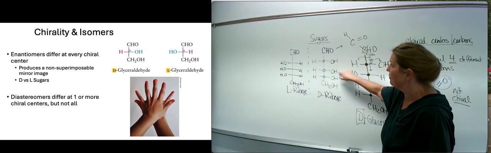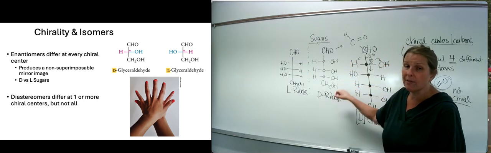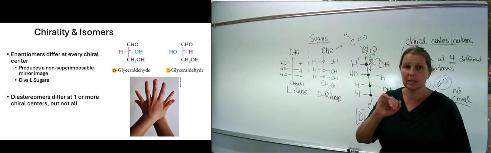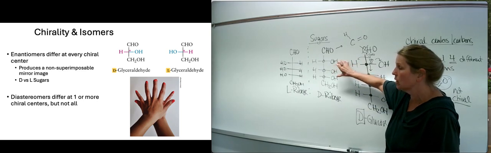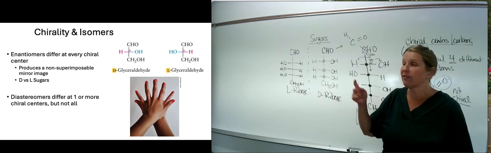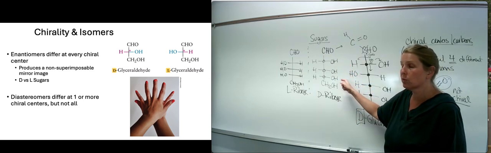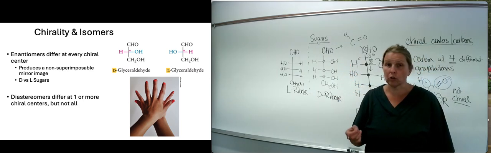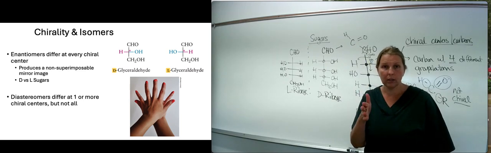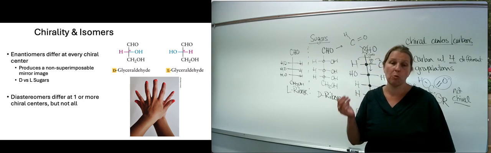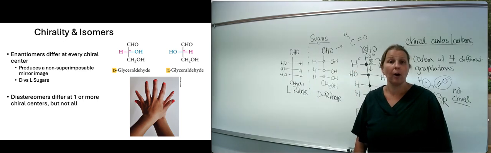So for example, if I have 3 chiral centers, if I differ at all 3, I would be an enantiomer. But if I only change 2, whether it's these 2 or these 2, I am now a diastereomer. If I differ at 1, either this one or this one, diastereomer. So there's only 2 enantiomers. There's only a pair, because you can only differ at all. There can be many different diastereomers depending on how many chiral centers you have.